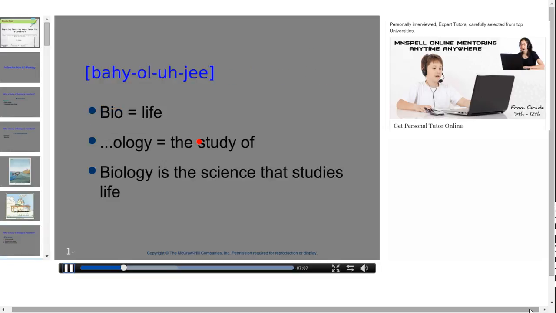Bio means life, and ology is a study. Biology is a science that studies life as a whole, and it explains your complete existence in this world.